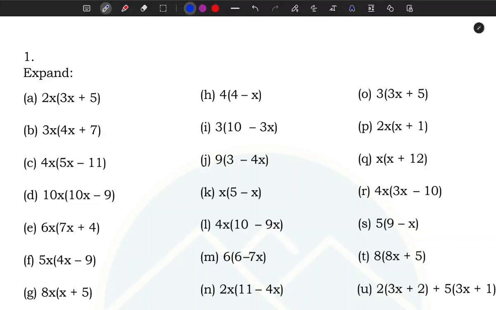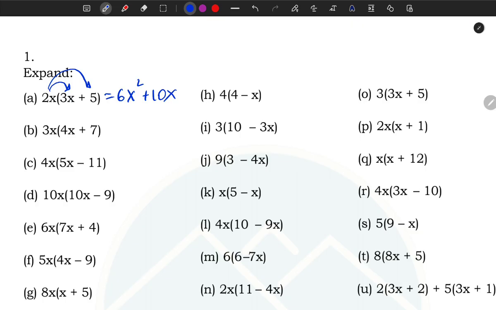Today I will explain to you your holiday tasks. First task about expanding brackets. How can you expand the brackets? Look here. First we need to multiply 2x by 3x, then 2x by 5, and we get 6x squared plus 10x.